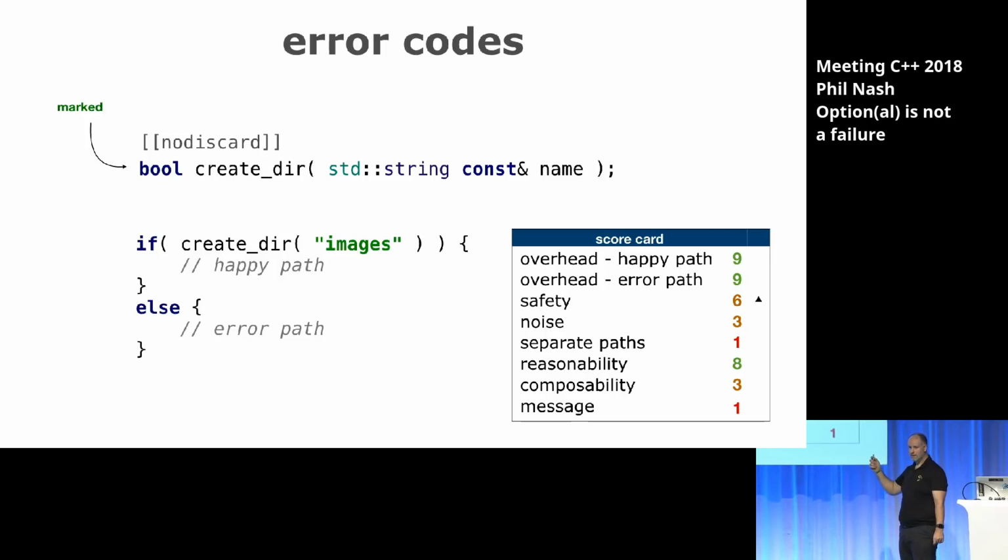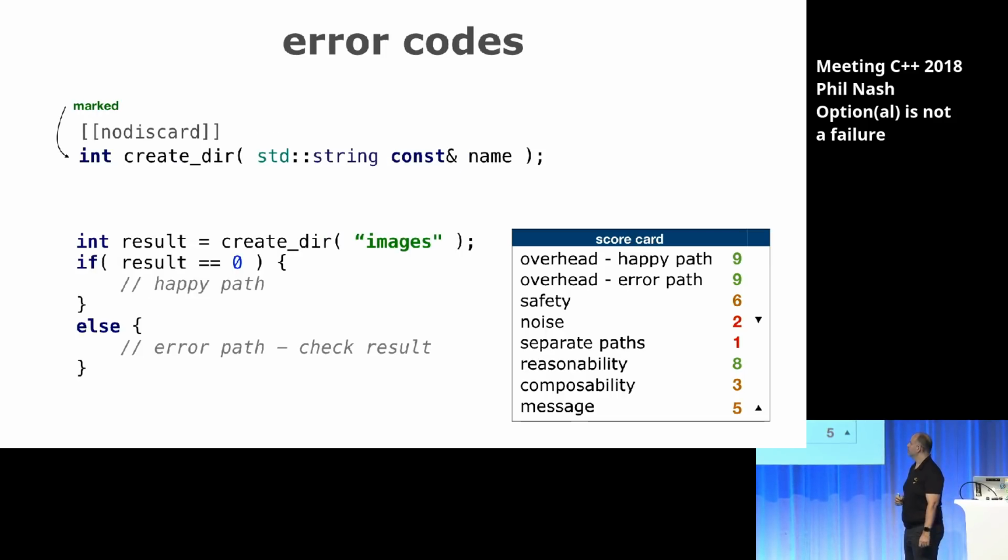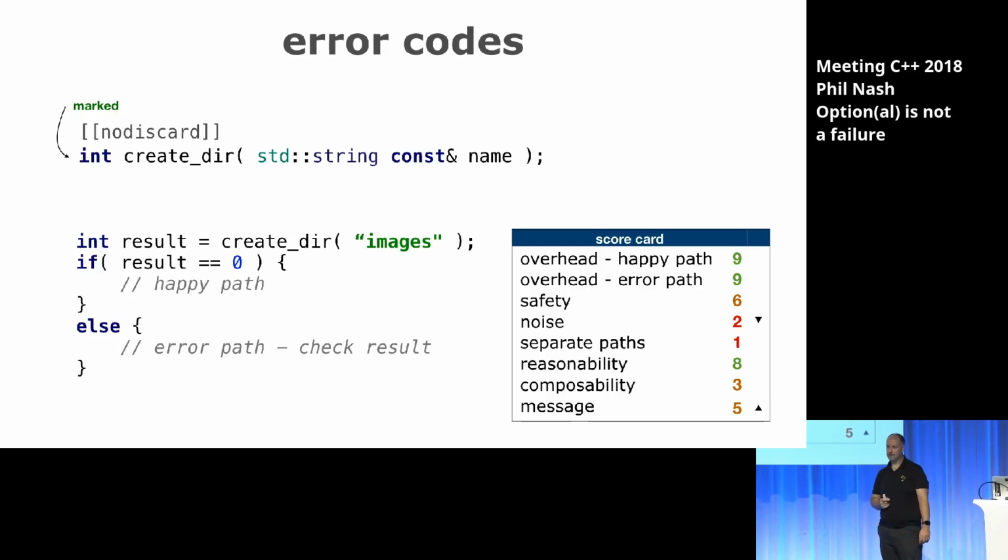We can address the message score by returning something else, something a bit richer. I've used an int here. That could stand in for an enum or something else that's a bit more expressive. But that improves the message score. If it's an int, that tells us what the error might be, but maybe not any contextual information. So there's still a bit more room for improvement. And the safety goes down now, because now it's even harder to use.